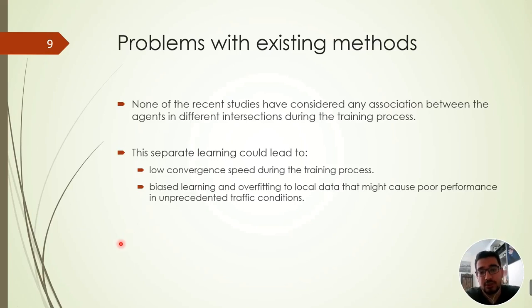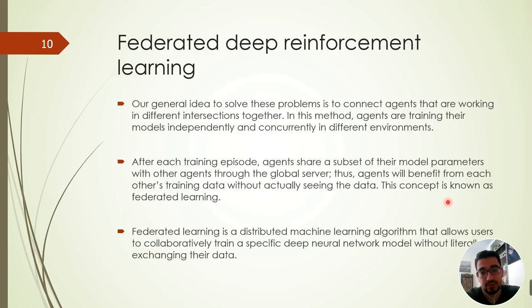Usually, other papers stop at this point. I mean, they use a deep reinforcement learning agent in the first intersection, they use the same agent in the second intersection, and so on. These agents are doing the same training process individually in different environments. This separate training may cause some problems. Firstly, it may cause low convergence speed because agents are training individually. Secondly, it may cause biased learning and overfitting to the local dataset because agents are training over their particular environment and they have never seen other environments. So in unprecedented traffic conditions, they may show very poor performance.